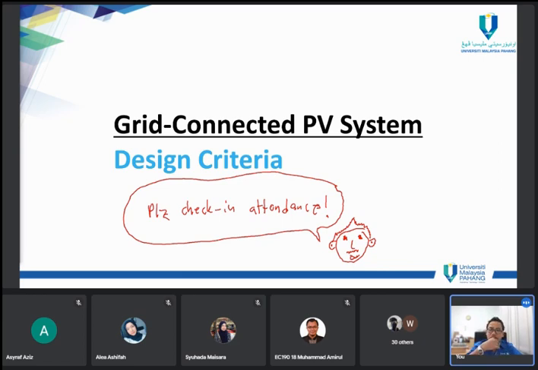So I would like to continue from the last Monday session. But before that, I will make sure you check in your attendance, and then we are doing some very quick revision about the design criteria. First criteria, the first design criteria, which is the design based on the roof space or land space. Okay, just the quick revision.